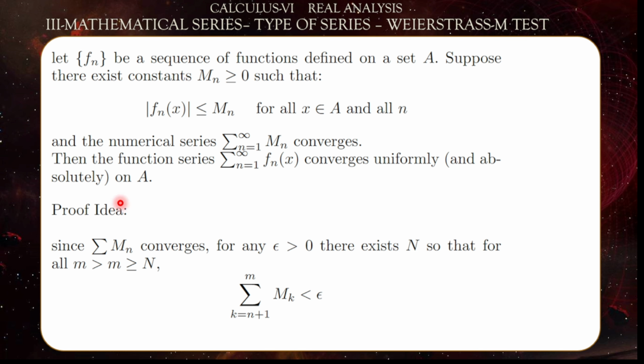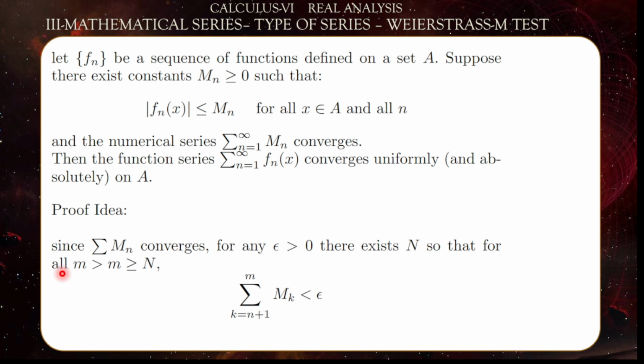and absolutely on A. Now, why is that? It is due to the fact that Mn in such a case acts like an upper bound for the series sigma n equals 1 to infinity of fn(x). So if sigma Mn converges, then the sum of fn(x) also converges.